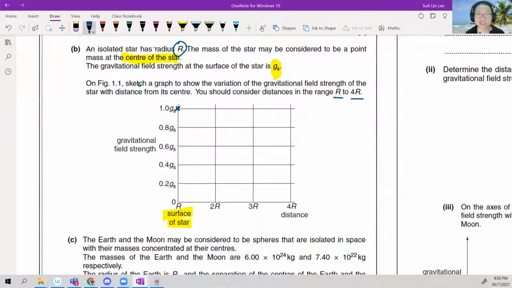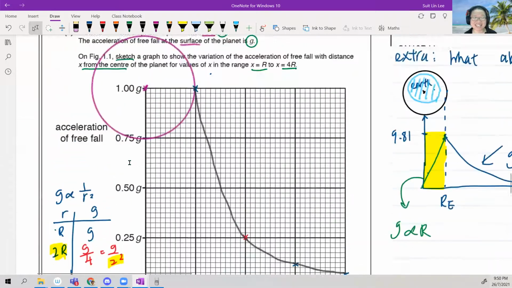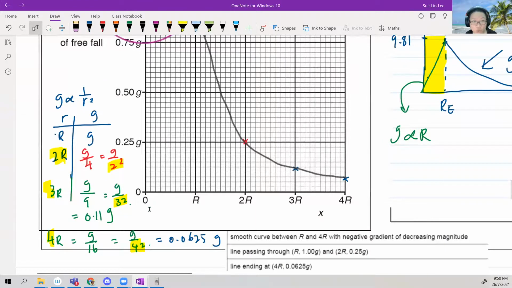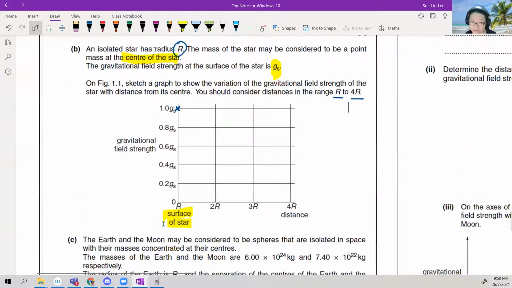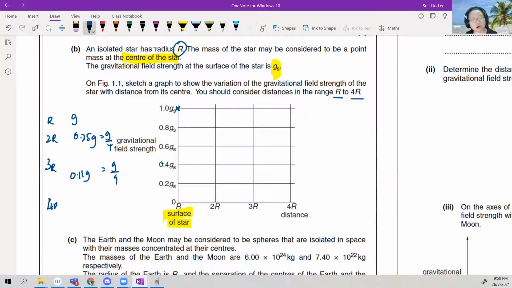The difference between this and the previous one is that the previous one starts from 0, and this one starts from R. So please read. I don't go memorize the graph shape. This one no need to memorize. So we know it's going to be G to 0.25 G at 2R, G over 9, 0.11 G at 3R, and 0.0625 G at 4R.